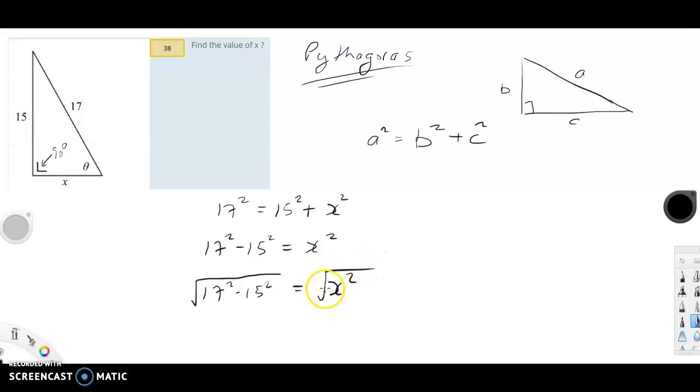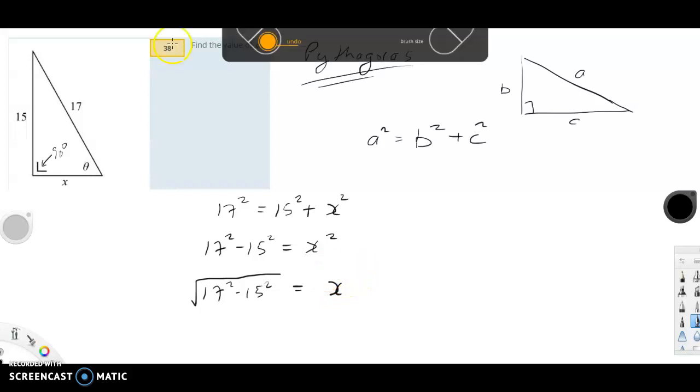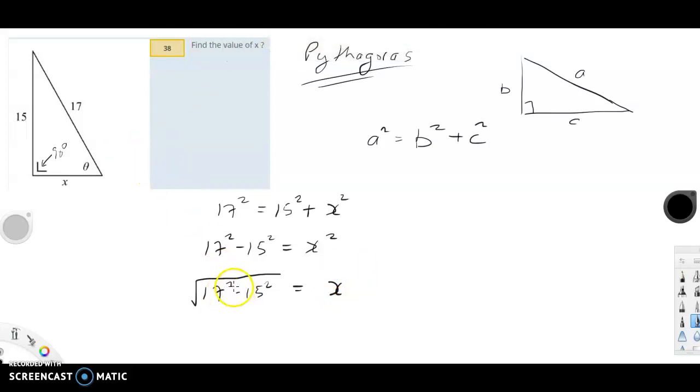Now you see this square root and the square, they cancel each other out. So we're left with x equals the square root of 17 squared minus 15 squared underneath the square root, press equals, and we get 8. X equals 8, and there's no meters or centimeters there, so we'll just say that x equals 8 units. And that's it done.